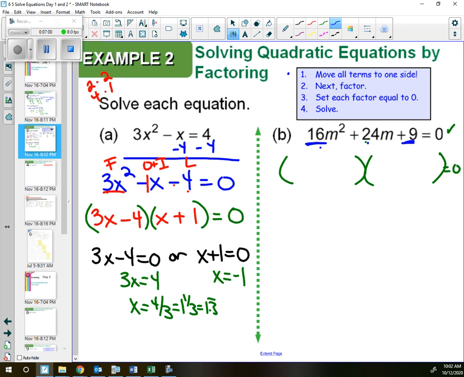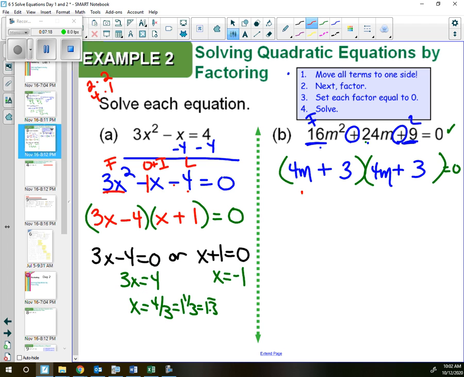So 16 is 4m, so m squared times 4m. How do we get a 9? Remember, that's your first. Here's your last. 9 would be 3 times 3. And remember, it's positive, which means the signs are the same. The middle term is positive, which means they're both positive. Let's double check, see if that works.